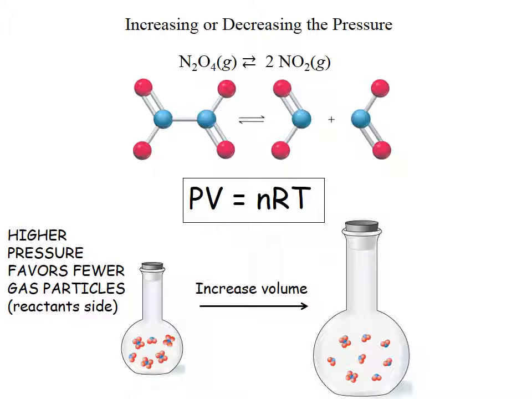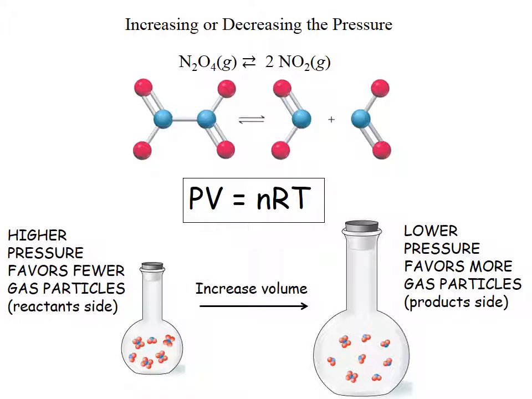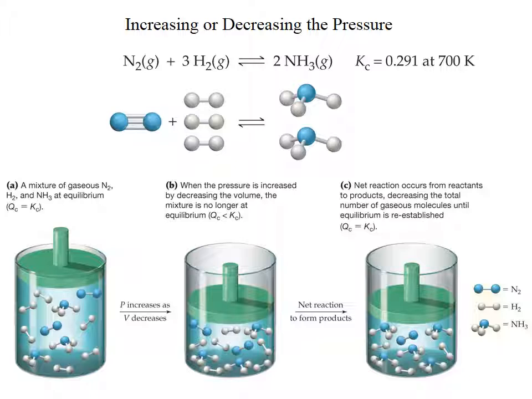Higher pressure favors fewer gas particles. That's the reactant side in this particular reaction. And lower pressure favors more gas particles, which is the product side in this reaction. So there's 2 moles of gas on the right, 1 mole of gas on the left.